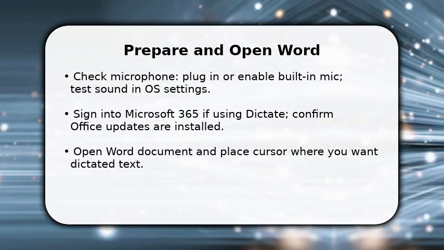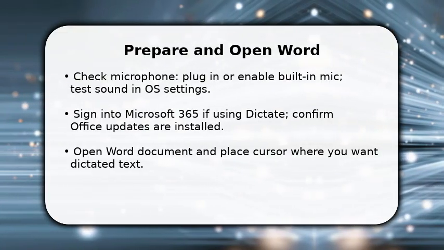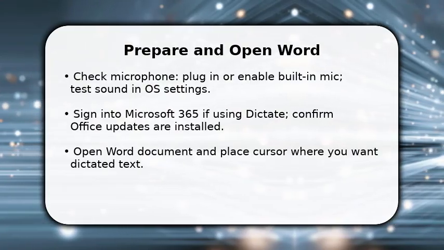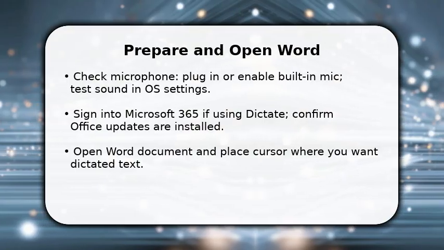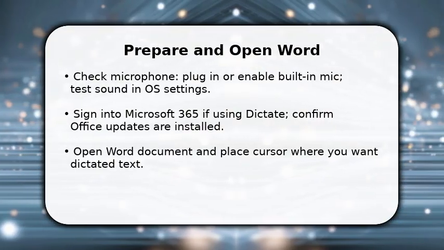If you're on Windows, choose the correct input device in Settings. On Mac OS, grant Word microphone permission in System Preferences. Now you're ready to enable the typing feature inside Word.